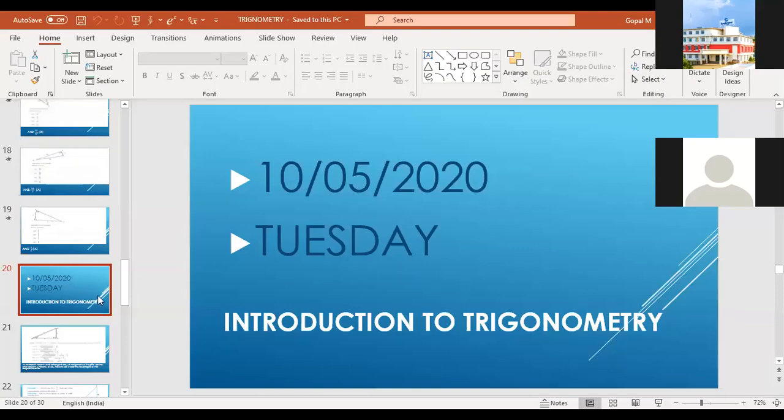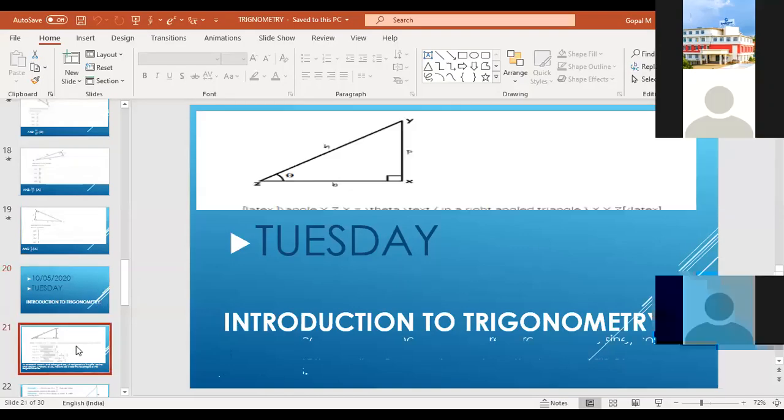Carried out in yesterday's class, children? No, ma'am. Okay. Then just now I said there are 6 trigonometric functions. The first 3 we have learned, that is sine, cos, and tan.